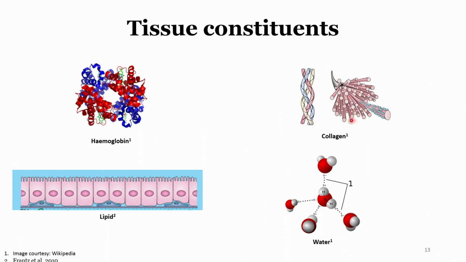Another constituent is collagen, which drastically affects the optical technique. The third one is the lipids. One of them is the phospholipid, which is part of the basal membrane. And finally, the next one is water. In the case of water, H2O, the oxygen makes a particular angle with the hydrogen ions.